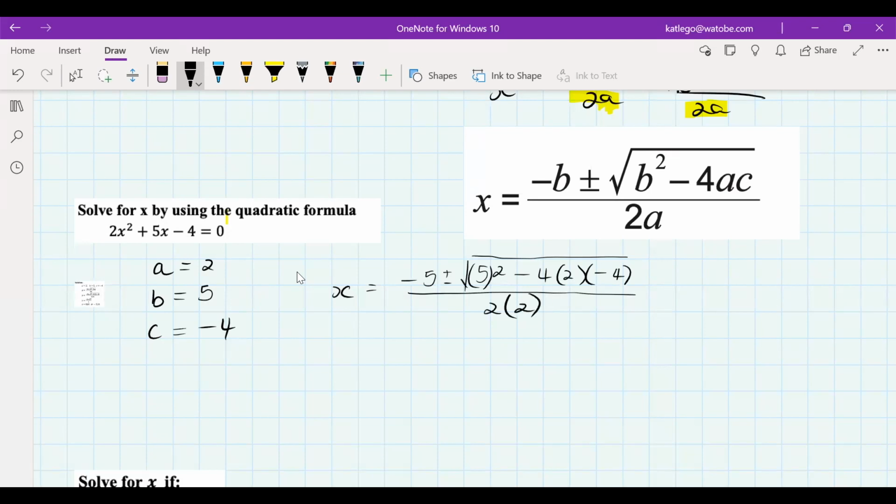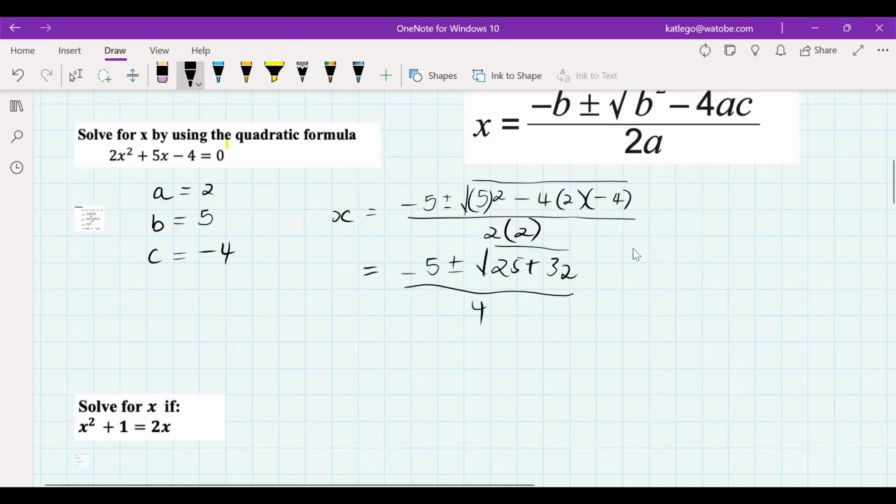Now work it out there on your calculator. You guys actually shouldn't use calculators, but it's fine. Okay, 25 minus, okay, now it's plus 4, 16, 32 over 4.